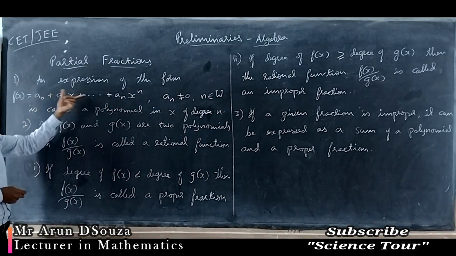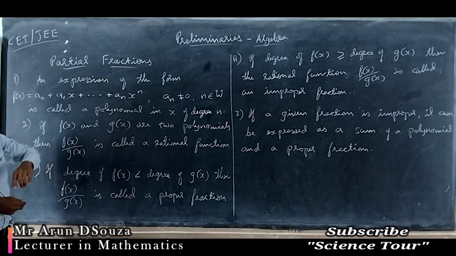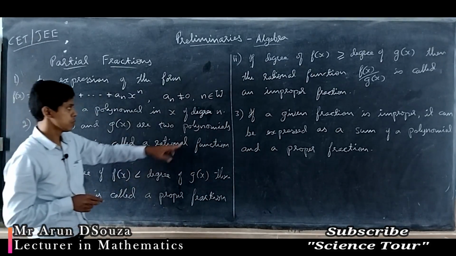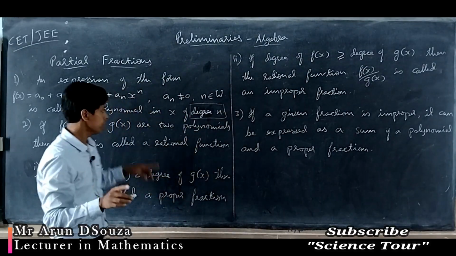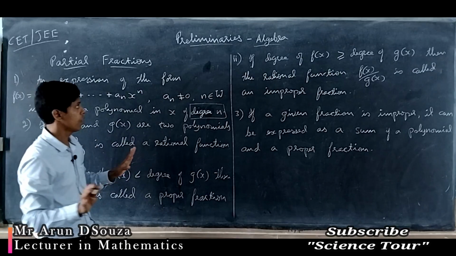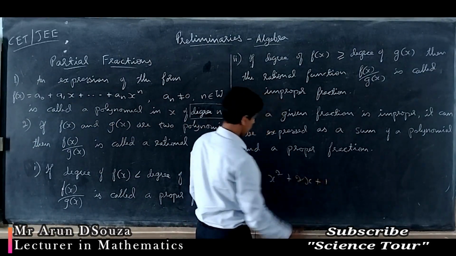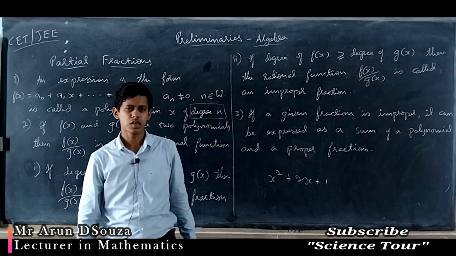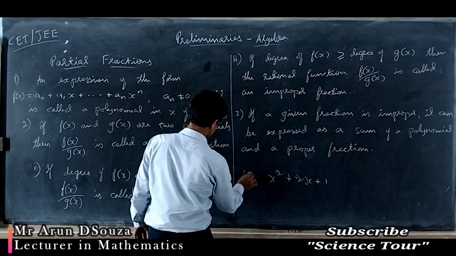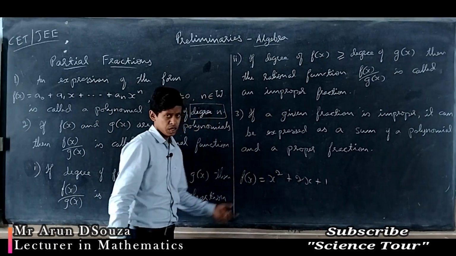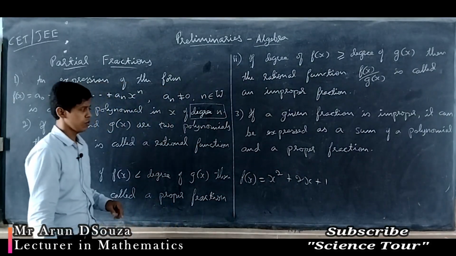So if you have those conditions fulfilled, then such an expression is called a polynomial in x of degree n. So understand this word degree n. That's very important. So if you have, let us say, x square plus 2x plus 1, what is the highest power here? 2. Therefore, what is the degree of this polynomial? If you write this as f of x, what is the degree of the polynomial? 2. So 2 is the degree of the polynomial.